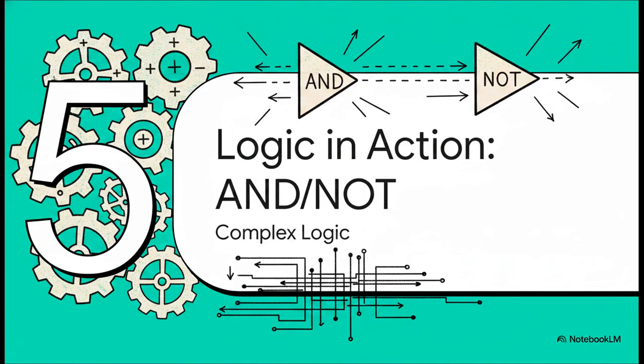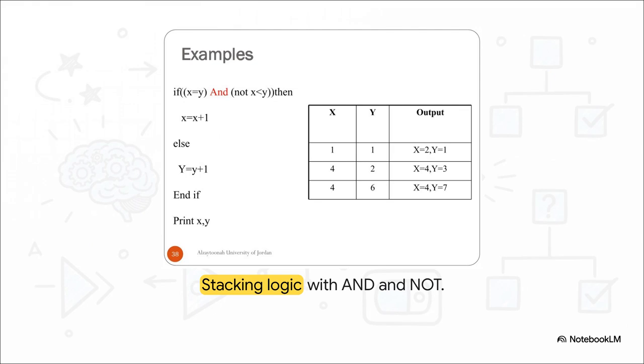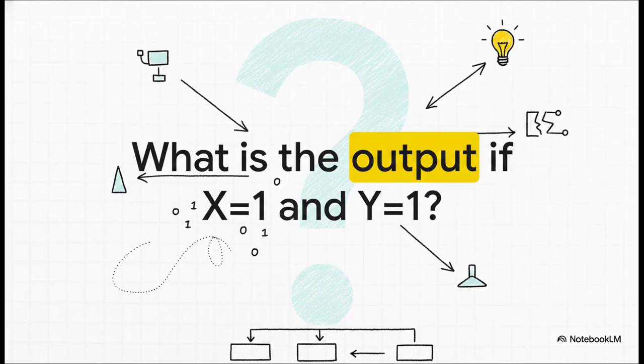Section 5. Logic in action with and not. Let's combine multiple operators for a slightly tougher challenge. Notice how the expression has grown more complex here. We're utilizing both an and comparison and a not modifier. It's asking, if x equals y, and not x is less than y. Lean in for this one. What is the output for this specific input scenario when x is 1 and y is 1?